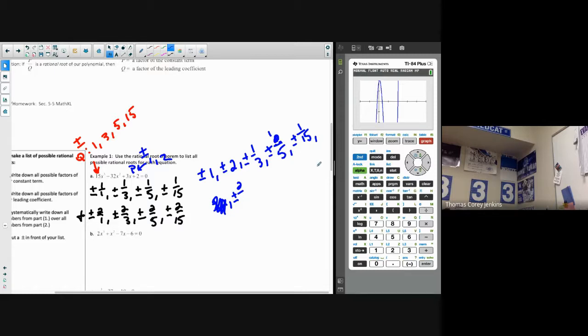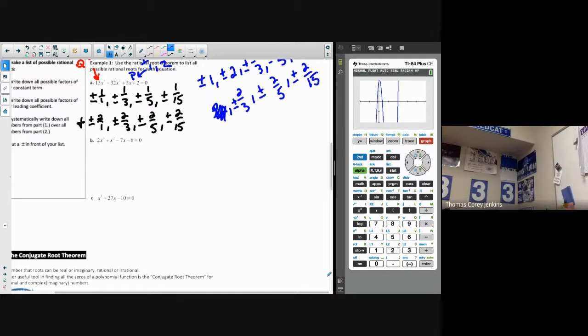So just so you see it on the board, I went ahead and finished that list. Like I said, that was kind of a bad one to start with. So let's look at example B here. And then we might work all the way through that one, actually figure out what the roots were.